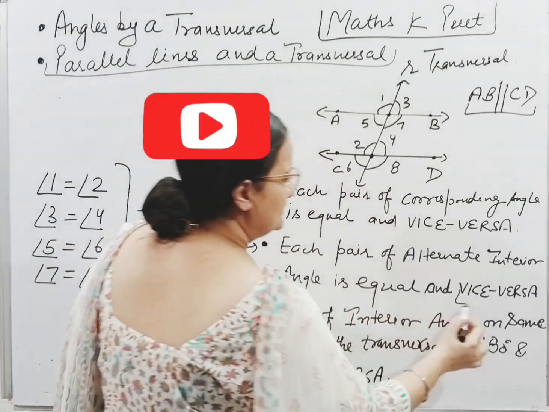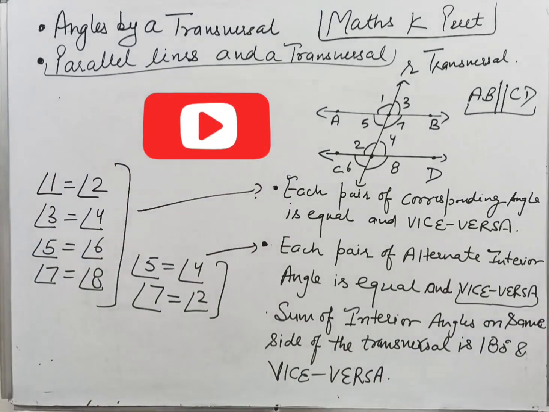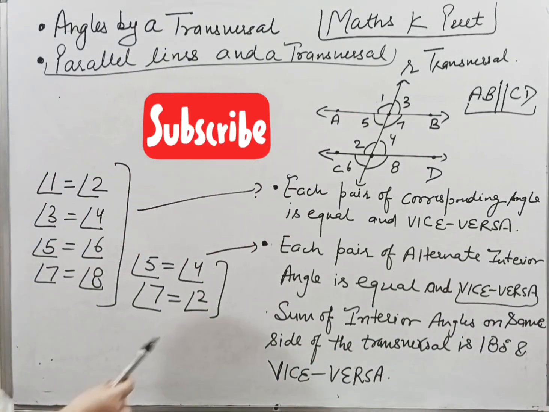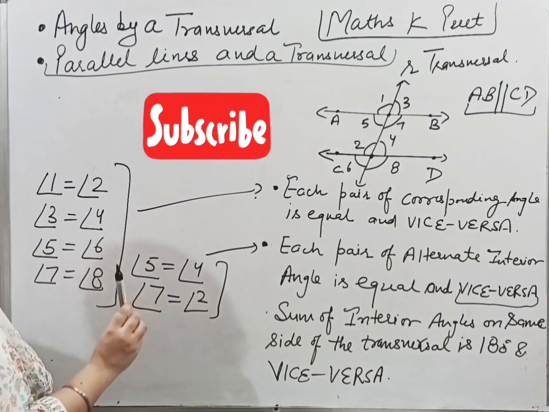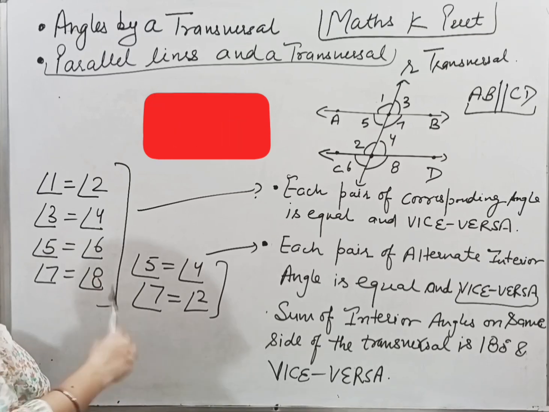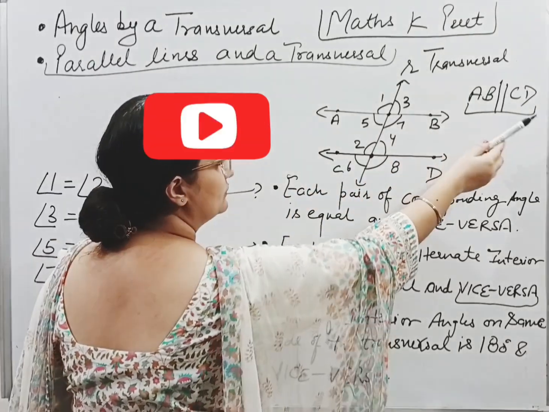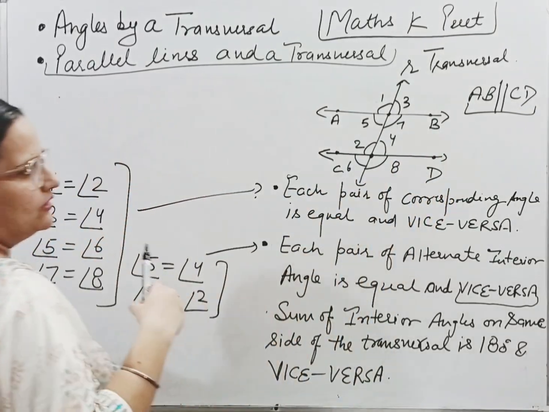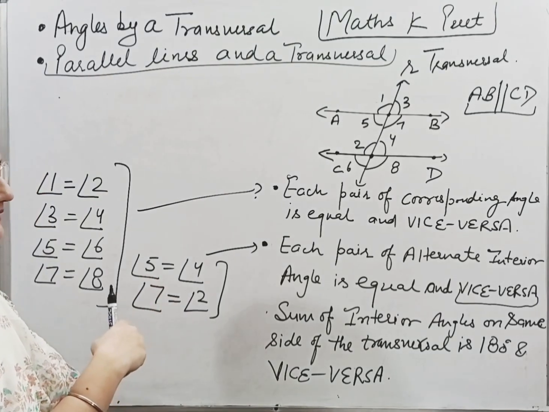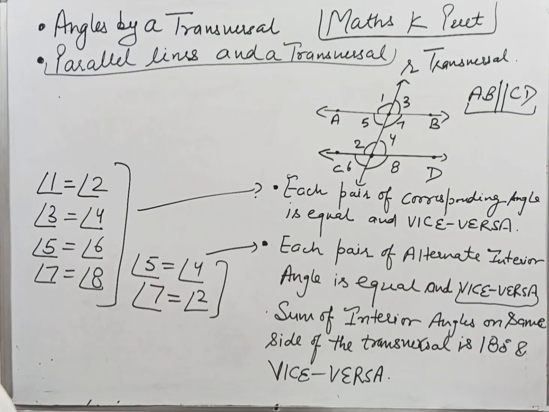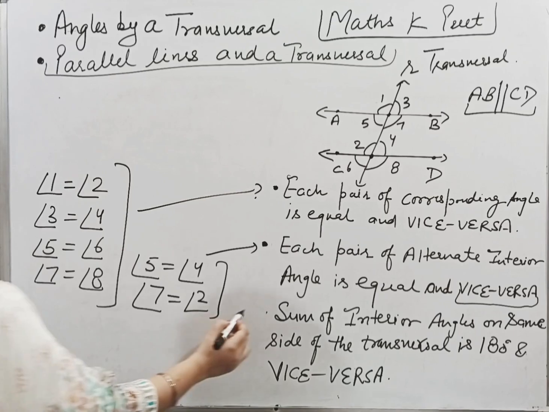Otherwise, vice versa means when a transversal is intersecting two lines such that alternate angles are equal, then what will we have? Then AB will be parallel to CD, or we can say that the two lines will be parallel to each other. So next is number 3.